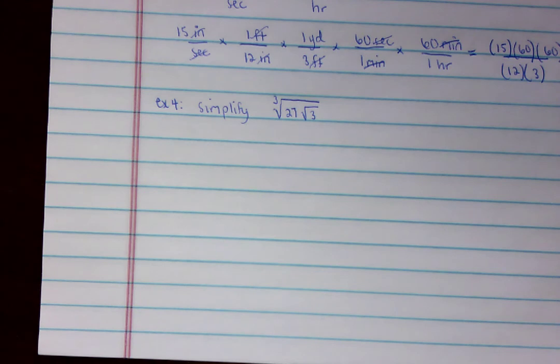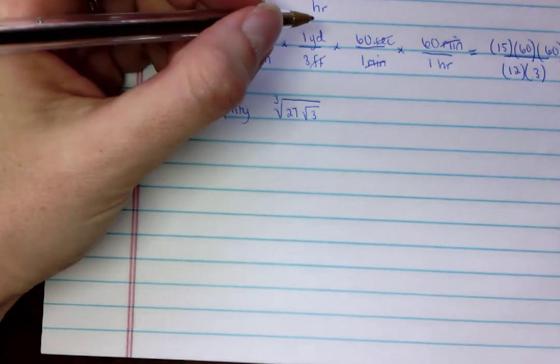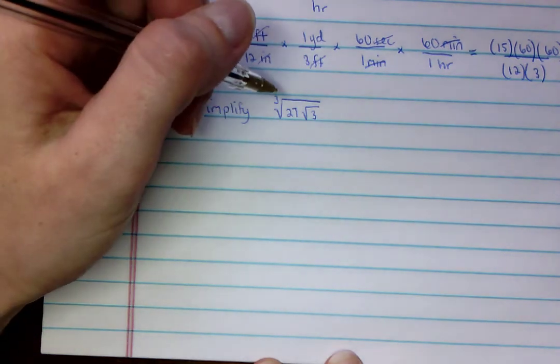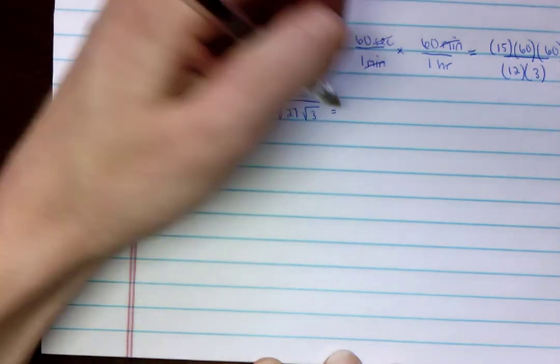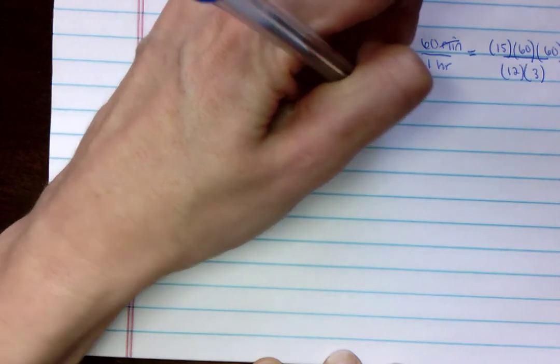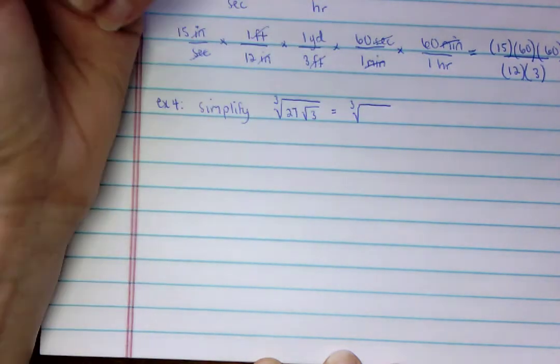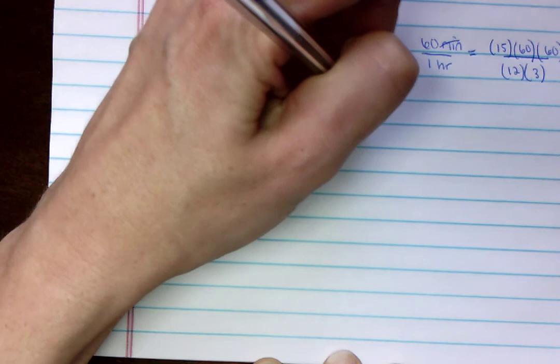This is a trick problem that can't be simplified until that's recognized. So the trick is to write 27 as 3 to the 3rd power, so all the bases are going to be the same. We're also going to write these with fractional exponents again, just like we did on the last video.